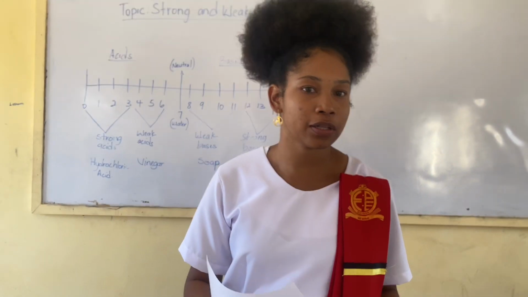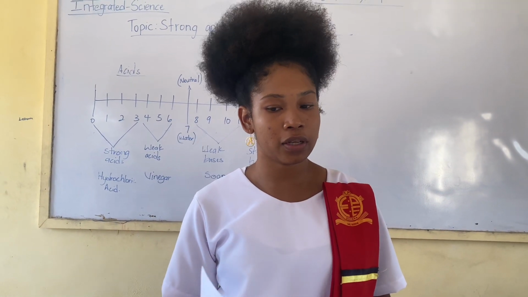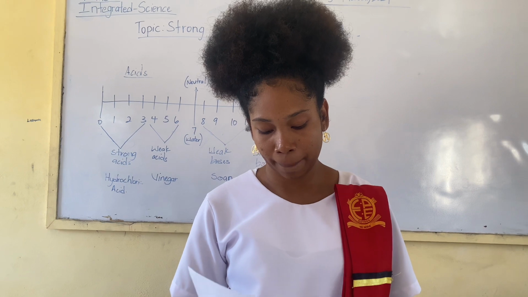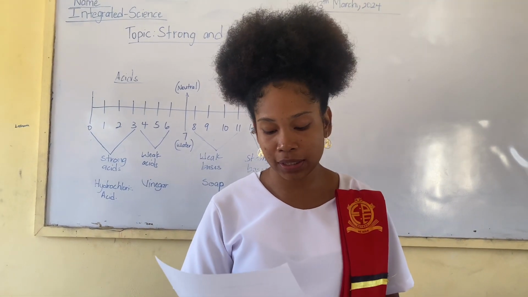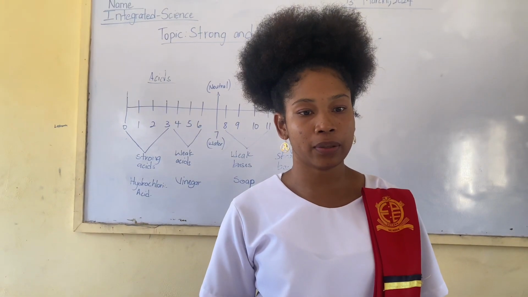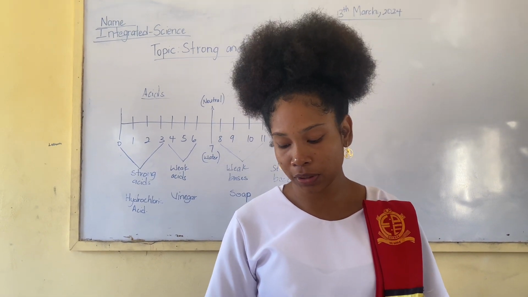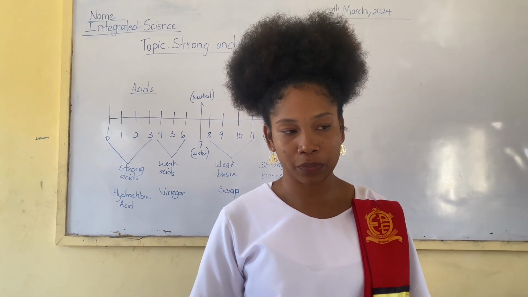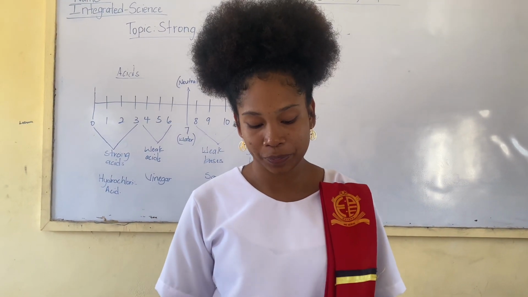We discussed this earlier, so you should be able to answer it. What is the answer, group 1? Okay, so group 1 is saying that strong acids fully dissociate when placed in water, and weak acids partially dissociate when placed in water. So you're very correct. Give yourself a round of applause.